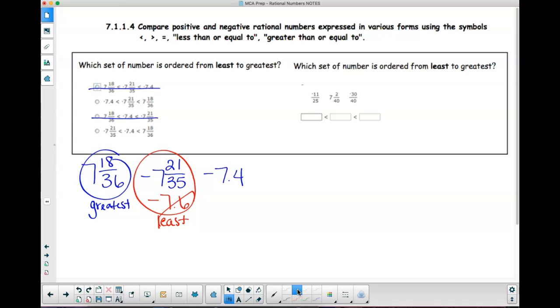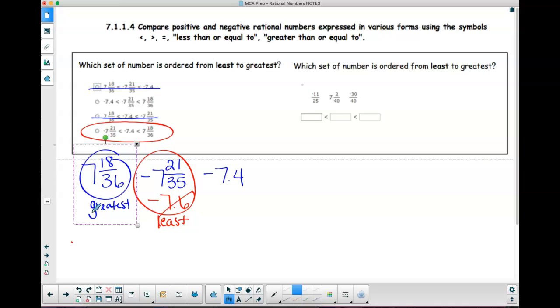So then I look at my options. If that's the least and that's the greatest, is it the second one or the last one? The last one, right? Because the least is -7 and 21/35, and then -7.4, and then 7 and 18/36. But you guys, part of the MCA test is really going to be able to narrow down which ones it can't be. If you can get rid of 2 of the answers, now you've got a 50-50 chance, even if you had to guess. You just increased your chances of getting it right.